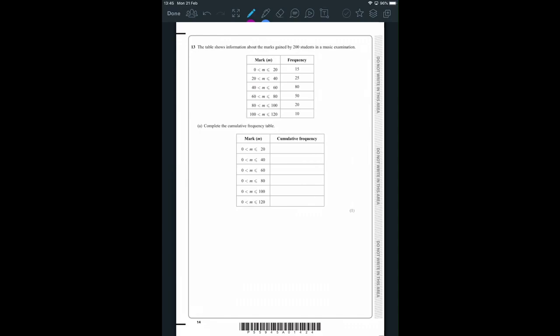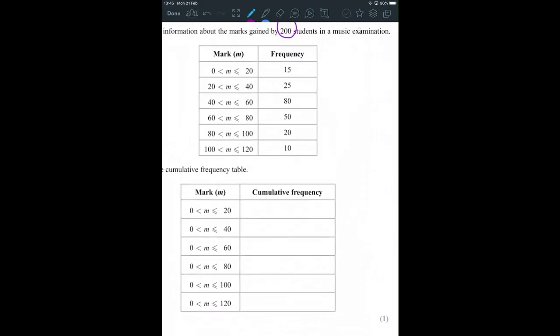The table shows the information gained by 200 students. I'm going to keep that in my mind. Knowing the total is always helpful. We want the cumulative frequency table. Well, that's our running total.